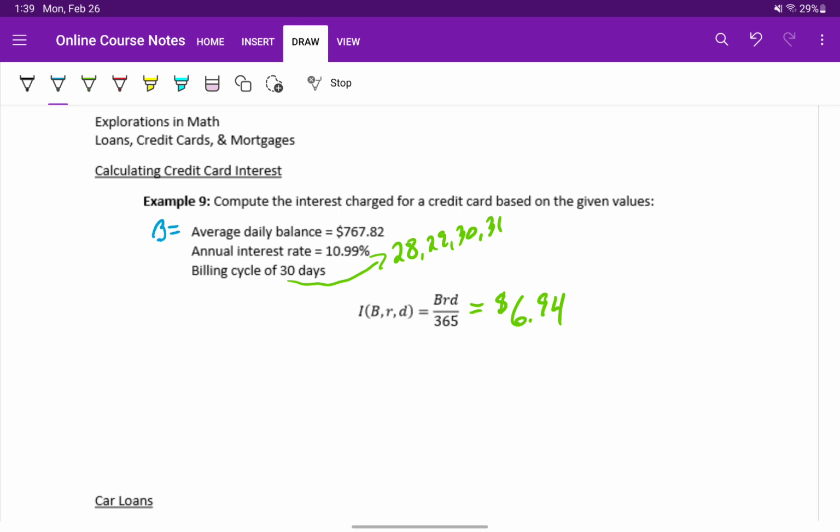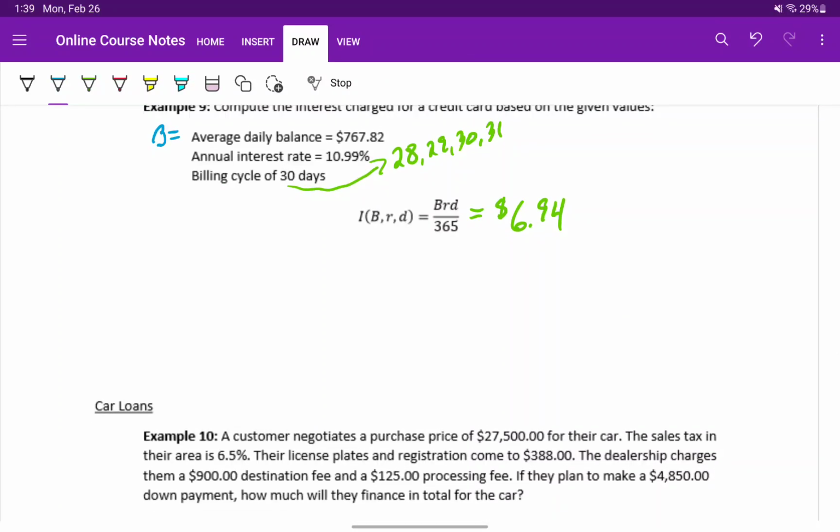Another thing to keep in mind with credit cards is that they will always give you a minimum amount due, and that's calculated based off different formulas. But if we consider this case where we had a balance of $767.82, that minimum monthly payment might be, say, $25. If you continue paying $25 a month, it would take 36 months to pay off that balance, and you would have ended up paying a total of $906.